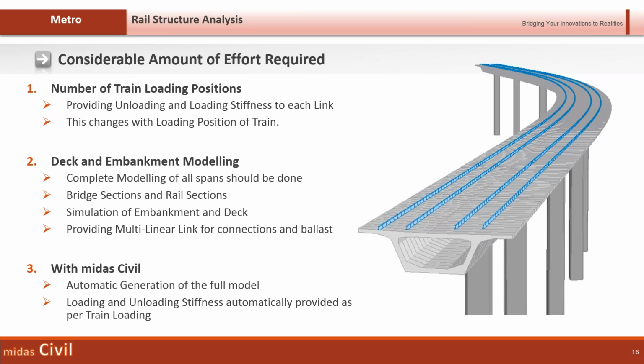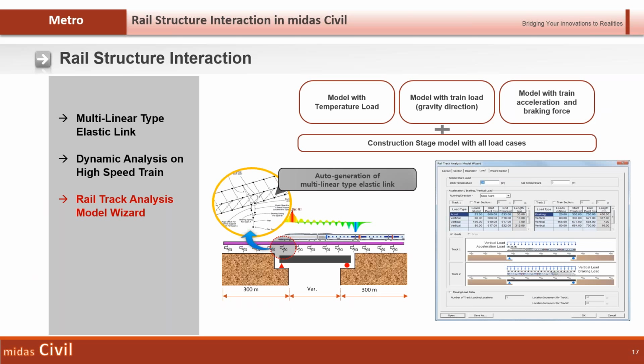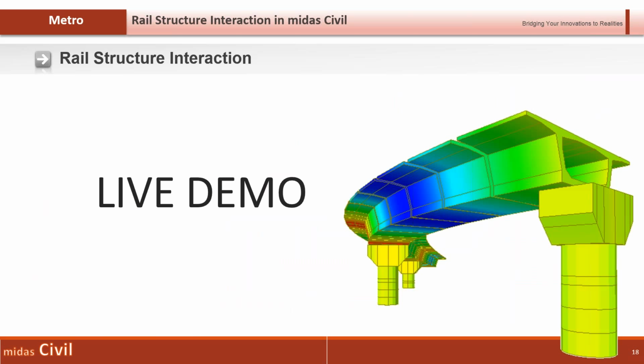Now, how does MIDAS Civil help in this case? Using the rail track analysis model wizard, all models can be generated within minutes with each and every load. Now I'll take you to the live demo of the software.